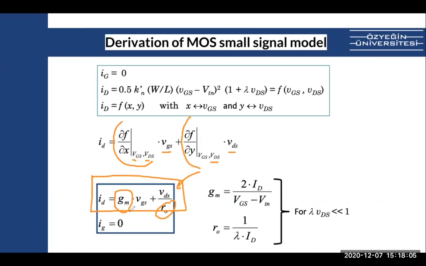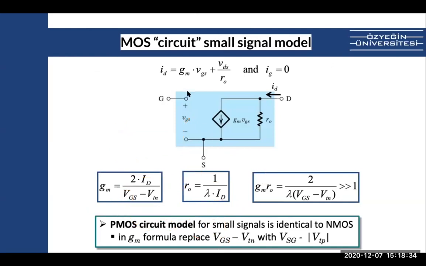You need to know that this GM and R0 are functions of bias current and bias voltage, as well as length. So the small signal parameters are always parameters of DC points, okay? Now we define the small signal because the current ID is GM VGS plus VDS over R0. We can define the first term like that and the second term like this.